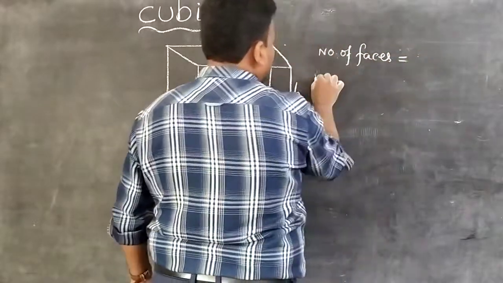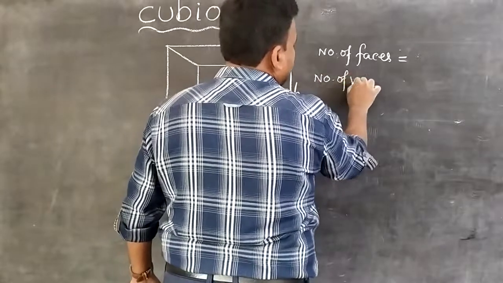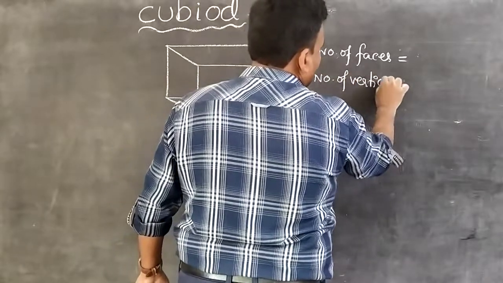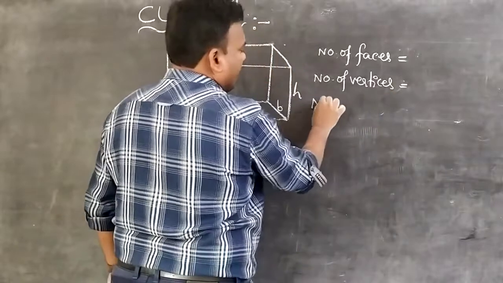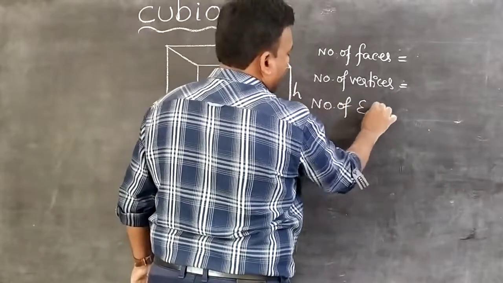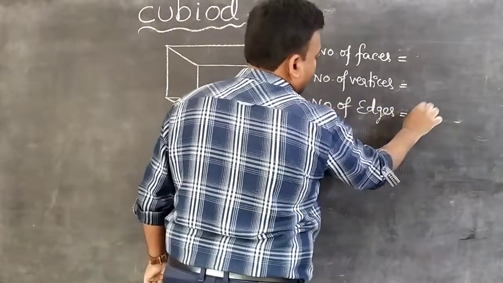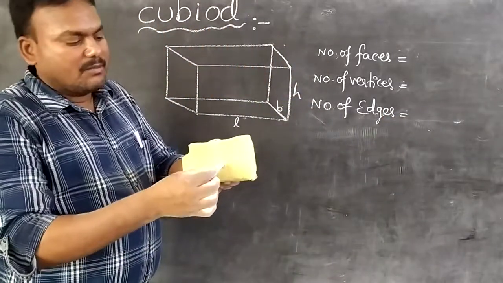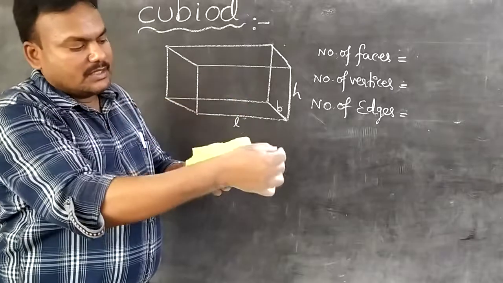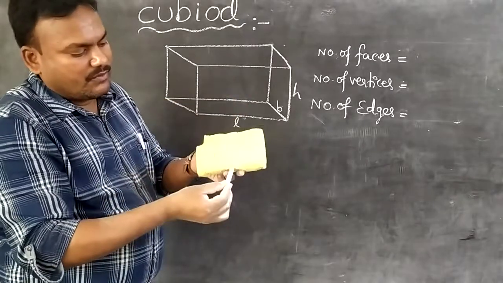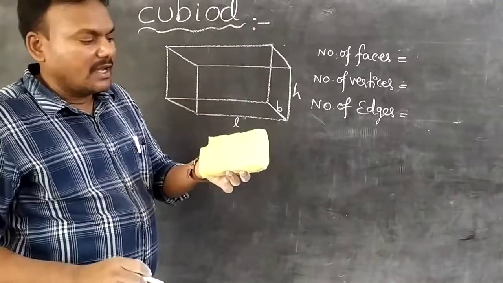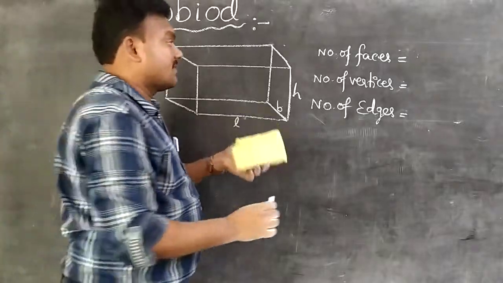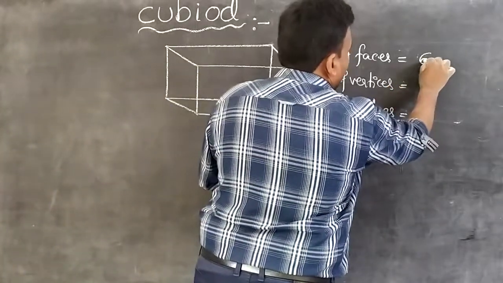Number of faces and also number of vertices. Next, number of edges. Faces, taken like this: 1 on the back side, 2, 3, 4, 5 and also 6. How many faces, students? 6 faces.